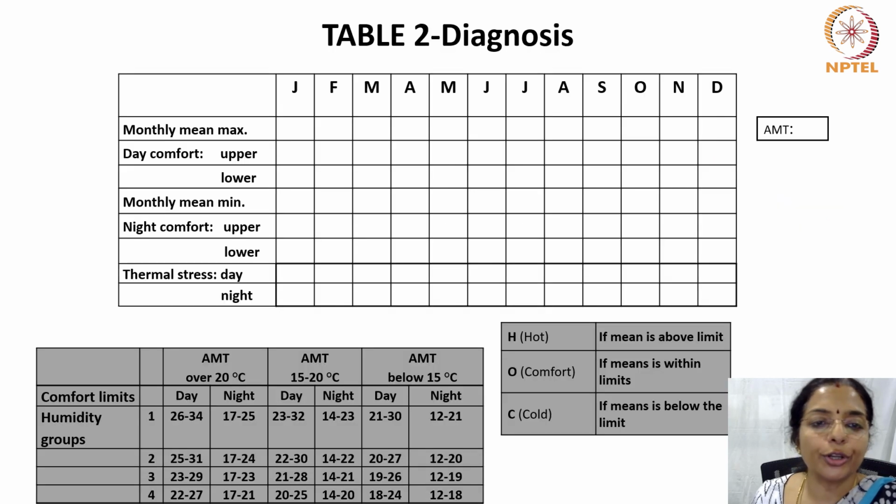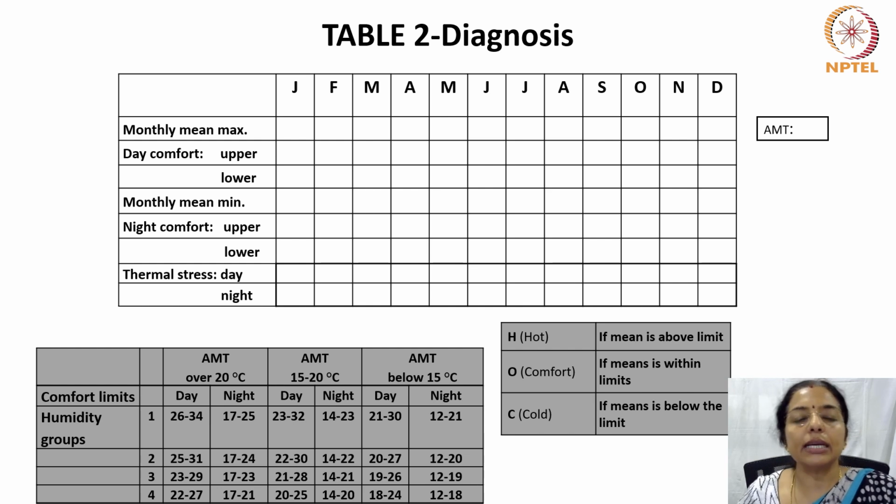After this, what do you do? You move on to diagnosis. Now, this table 2 is used for diagnosis of the climate data and to develop a series of climate indicators. So what you have to do is, you need to insert the monthly mean maximum and minimum temperature and AMT from the first data slide where we had written the humidity group. You remember that slide? From that, you have to write for each month.